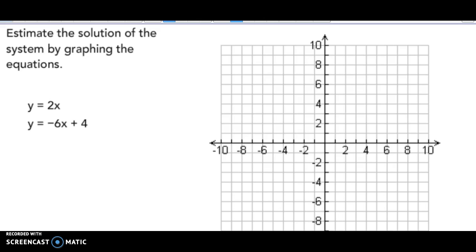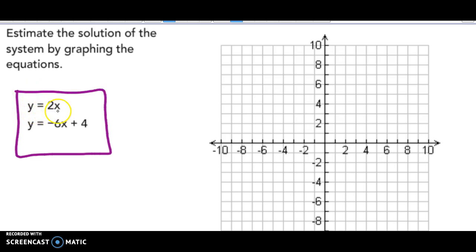So sometimes you're going to be asked to estimate the solution of the system by graphing the equations. And the reason it says estimate is because graphing equations to find the solution can tend to be a little bit inaccurate because it requires us to graph perfectly to come up with the exact solution. So usually we'll use this method to estimate. So let's look at our system.